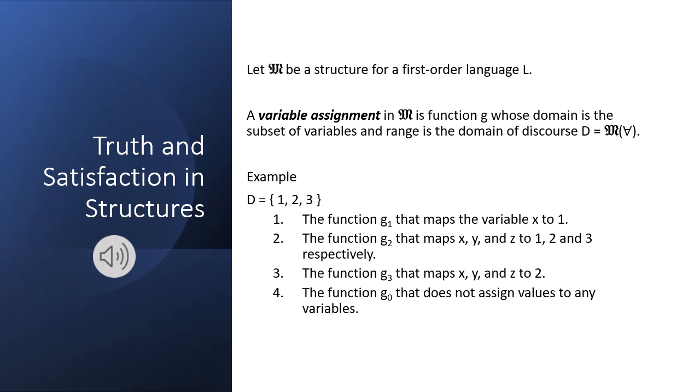And then finally, because the domain of discourse can be any subset of the variables, it could very well be that the subset is empty. And we have a special name for this particular variable assignment. We'll call it G0. And I'll always use that same notation here for the variable assignment whose domain is the empty set. In other words, it doesn't assign any values to any variables at all.